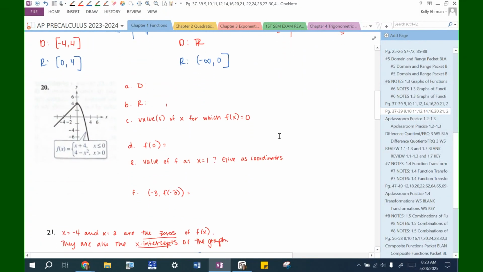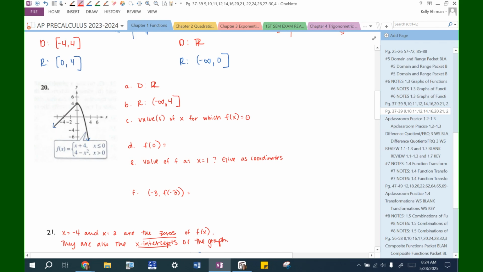Okay, for number 20, we've got parts A through F for this one. So they're giving us this graph, and they even told us equations. This is the line x plus 4, and this is the half parabola 4 minus x squared. So what is the domain here? Well, the domain is x less than or equal to 0, and then also x greater than 0. That just spans all real numbers. There are implied arrows on both of these ends. So the domain is all real numbers. The range, both of these continue to decrease without bound, but we hit 4 as a high point. So -infinity to +4.